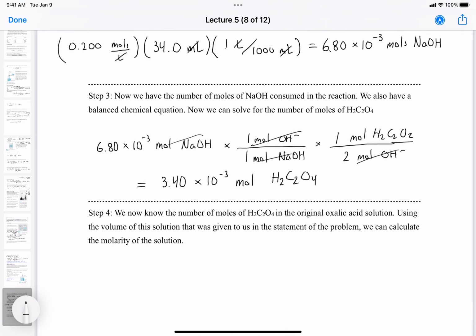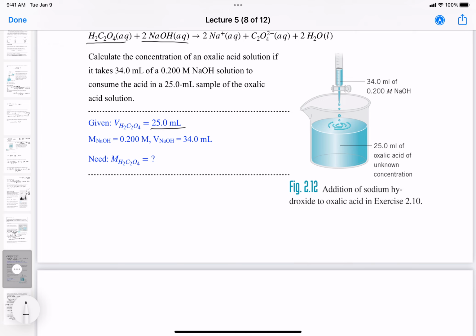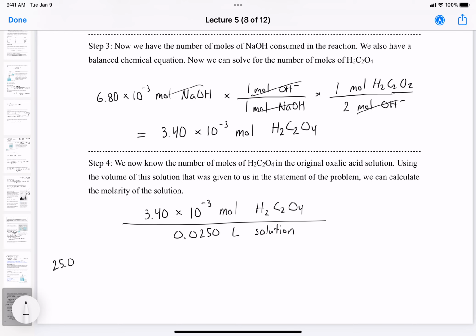Now we have the moles of oxalic acid in the original solution. We have the volume too, so using the volume we can now determine the molarity of the solution. In the beginning we just calculated 3.40 times 10 to the negative 3 mole oxalic acid. And then we divide that by 0.0250 liters of solution. So where did I get this number from? When we scroll back, we see that our original solution of oxalic acid was 25 milliliters. So we got this number by dividing 25.0 milliliters by the conversion factor for liters, 1,000 milliliters per 1 liter.